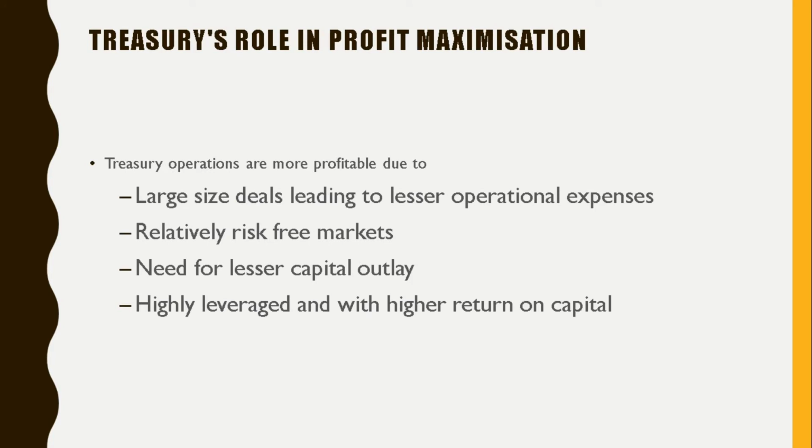Now, what is Treasury's role in profit maximization? How is Treasury increasing the profit of the companies, banks, and financial institutions? It is because of large size deals leading to less operational expenses. So, in Treasury, the bigger the size of the transaction, the more profit you're going to make because the operation cost will be relatively less. Also, relatively risk-free markets, and need for less capital outlay. You don't need much capital to set up a treasury business. It is highly leveraged, with higher return on capital. So the profit is good.